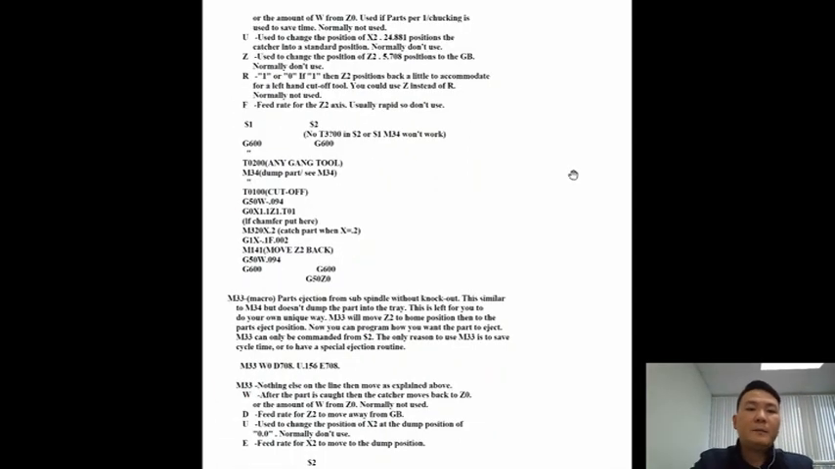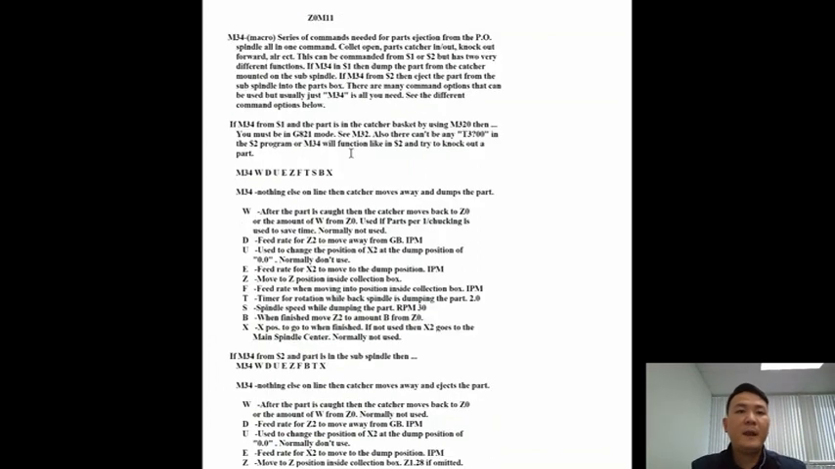Next is going to be M33. It's a part ejection from the sub spindle without knockout. So it works similar to the M34, but it doesn't dump the part into the chute. So you can create your own unique way in order to save cycle time, or you can have a special ejection routine. And we have the M34 right here working as the full cycle for the part ejection.